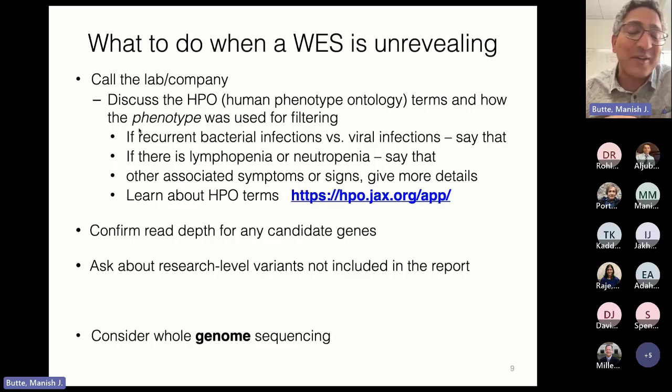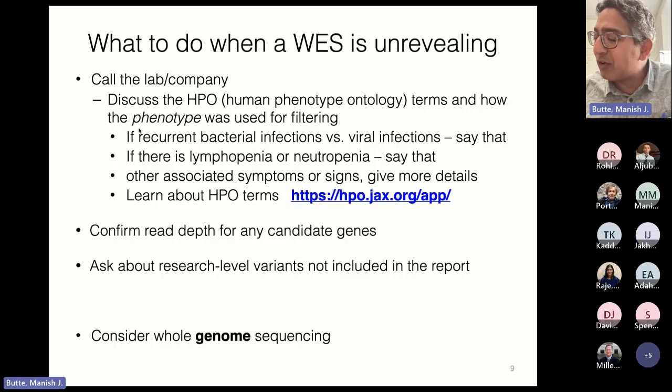But they're going to pick a narrower set of genes based on the phenotype you give them. And they're going to use something called HPO mapping, human phenotype ontology mapping, to map the term fungal infection to a set of genes. That doesn't always work. It's actually a really crude process.